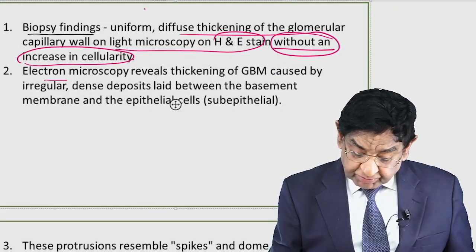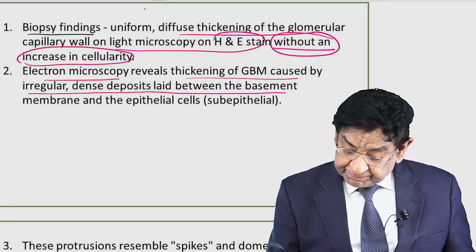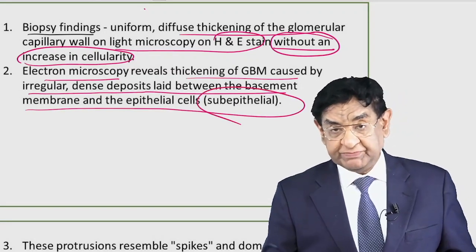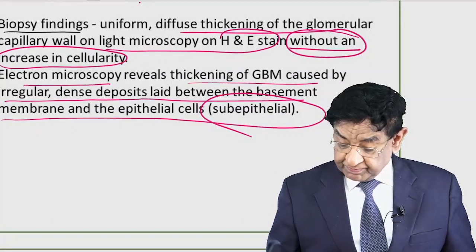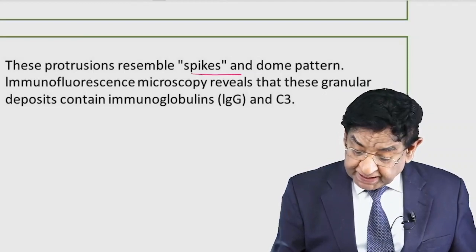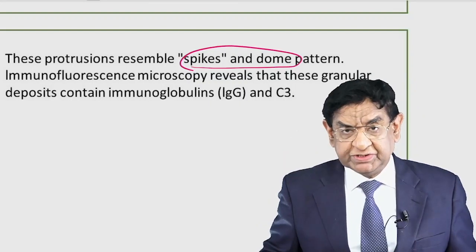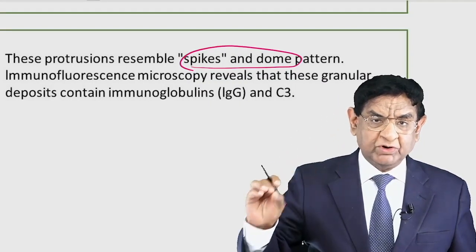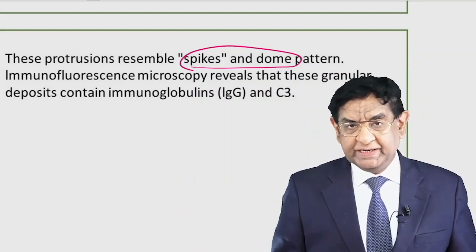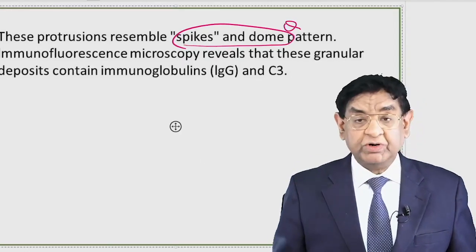If you look at the electron microscopy, thickening of the basement membrane is caused by irregular dense deposits laid between the basement membrane and the epithelial cell, the so-called subepithelial deposition, which I mentioned just now. And this is the so-called spike and dome pattern. This is a very classical USMLE question: if in the pathology you are getting spike and dome pattern, that means 99.9% you are dealing with membranous glomerulonephritis. This is a catch point. You can't afford to forget this.